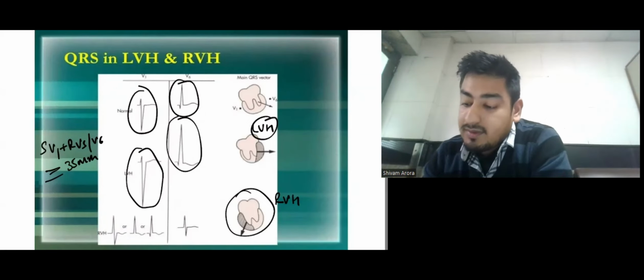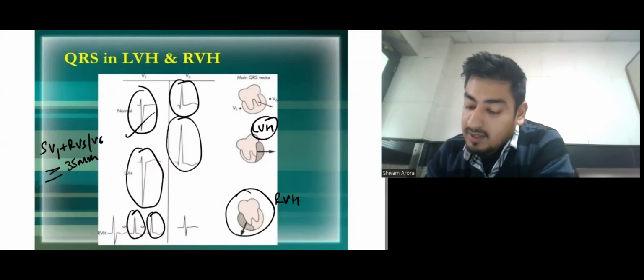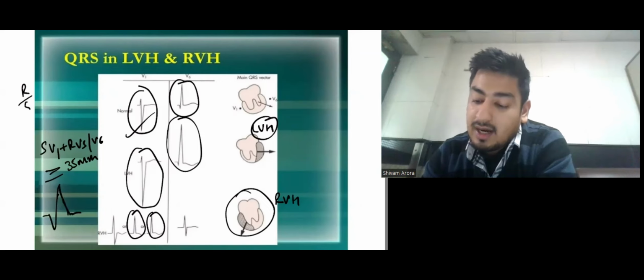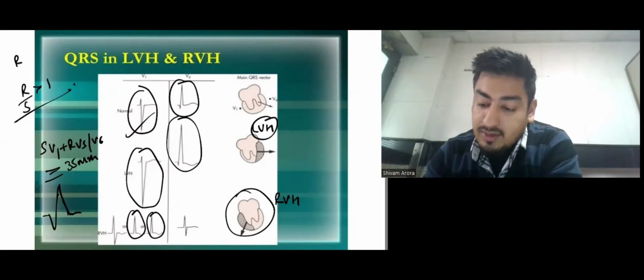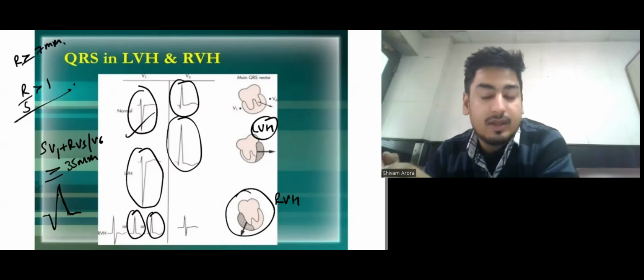So normally in V1 we see a small R and a deep S wave, but the pattern will reverse. So we have a small Q wave in V1 and a big R wave in V1. The criteria is that either the R to S ratio in V1 is more than 1, or an isolated R wave in V1 is more than or equal to 7 mm, then it fulfills the criteria of RVH. Okay.